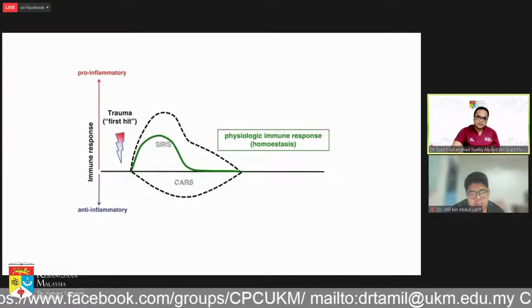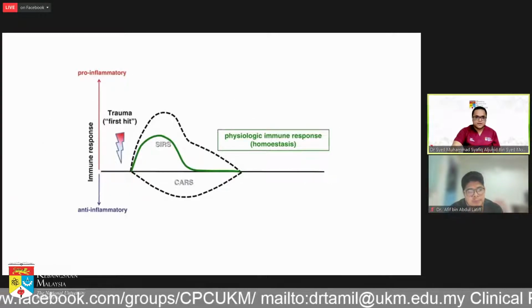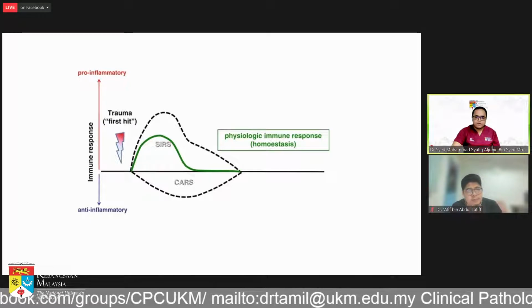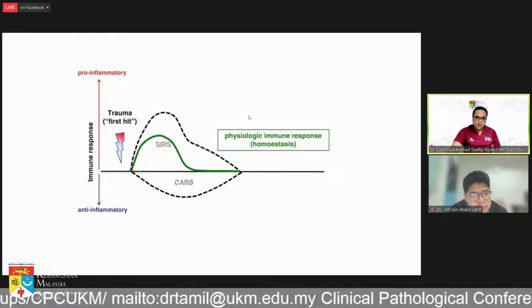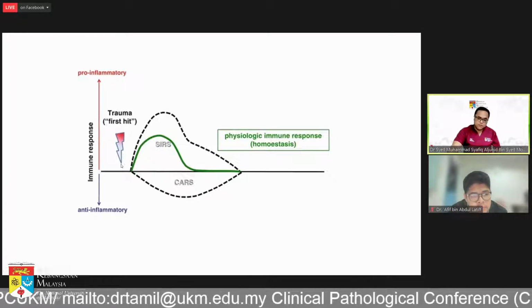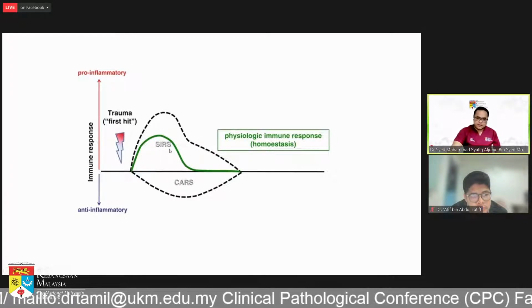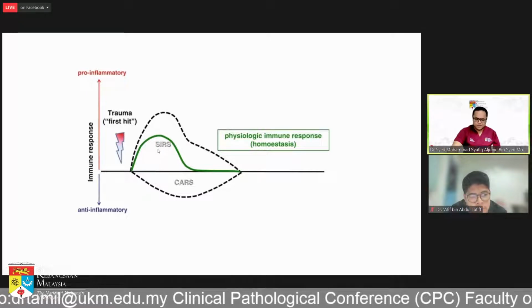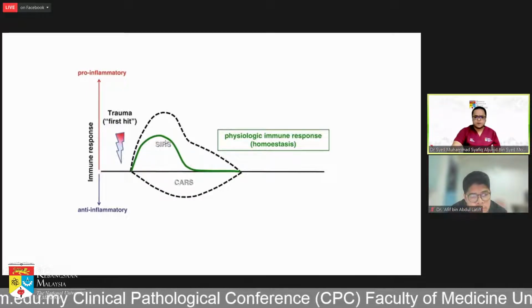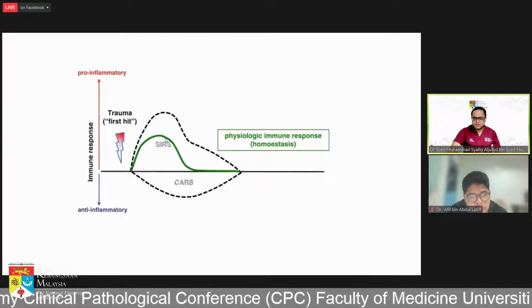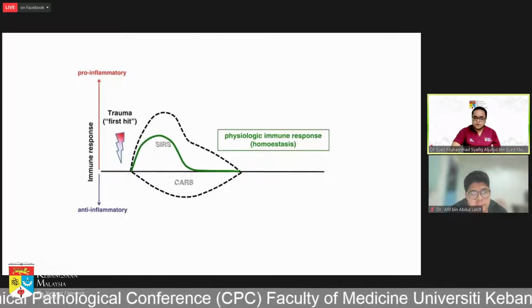So if you look at this graph, this is what happens when we have a trauma. This is the normal immune system. When you have a trauma, your first hit, this will evoke your SIRS, which is your systemic inflammatory response syndrome. So this is a normal immune response. Cytokines will be released to counteract this trauma.